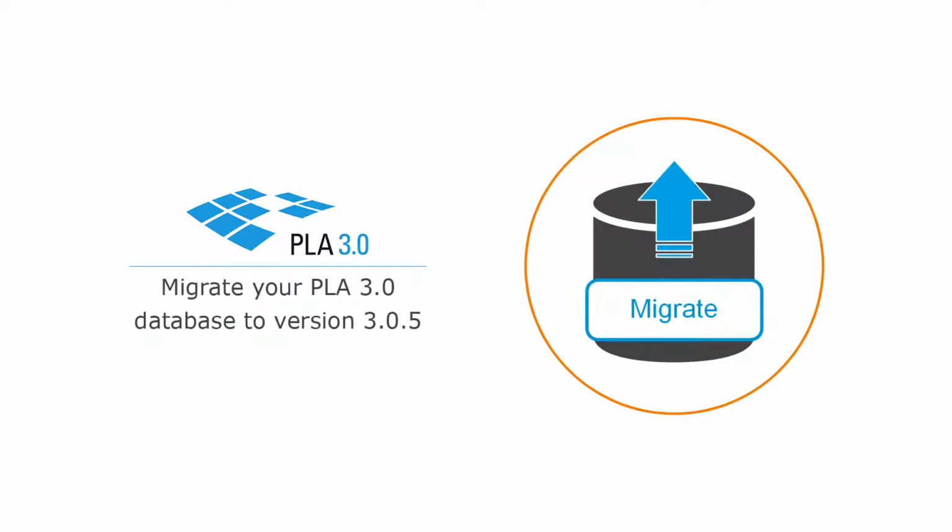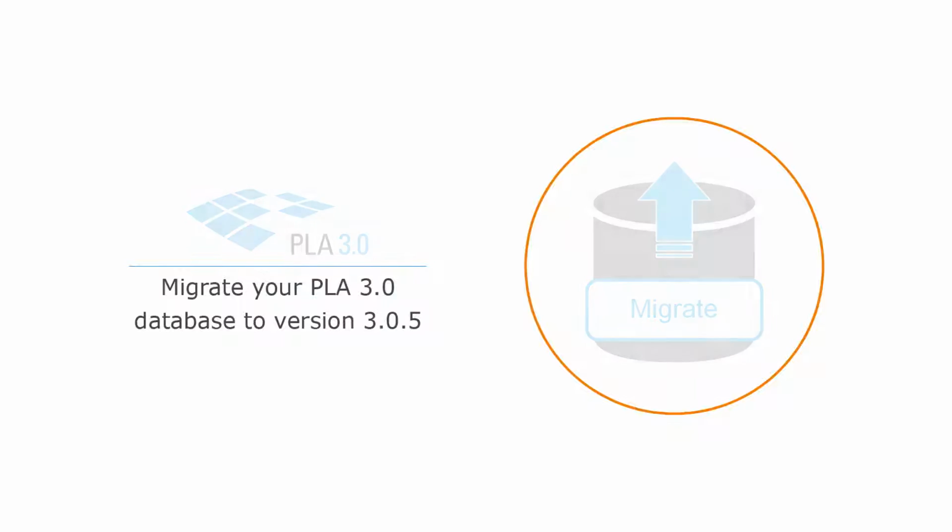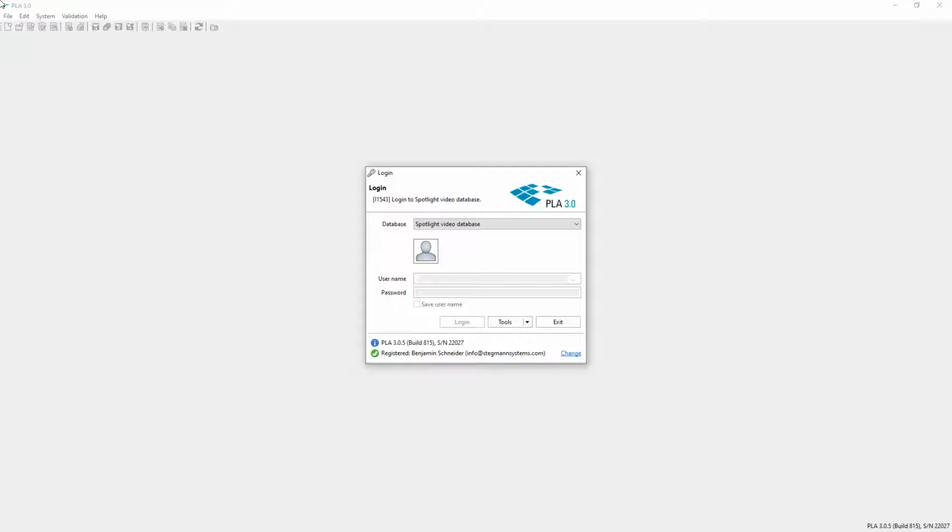In this video we show you how to migrate your PLA 3.0 database to PLA version 3.0.5. To migrate your database, perform the following two steps. First, update your database version. Second, for technical reasons related to the update, convert your existing application packages to the new add-on format.